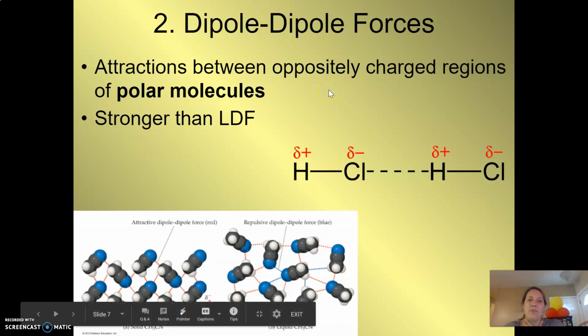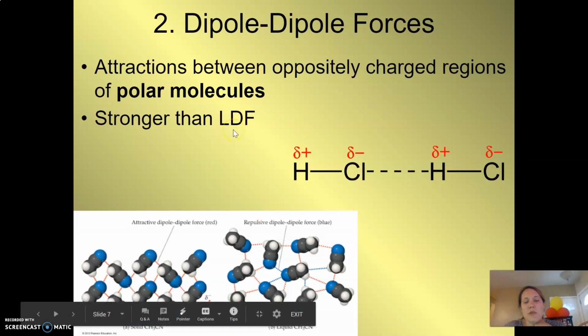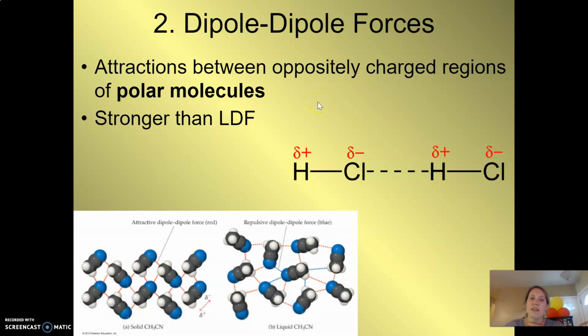So again, dipole-dipole is stronger than London dispersion forces, and it's due to the polarity of molecules. So thinking back to when we determined if a molecule was polar or not, one of the reasons that it's super important is to determine if a certain substance would have dipole-dipole forces. Because the stronger your LDF, or the stronger your intermolecular forces, the more likely you are to be a liquid or a solid at room temperature.